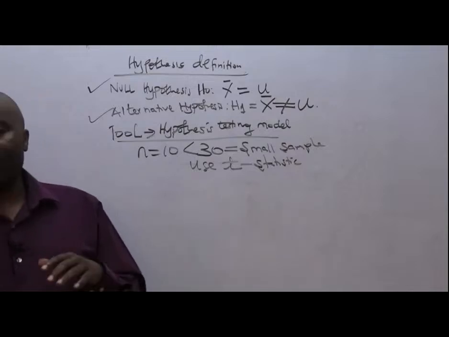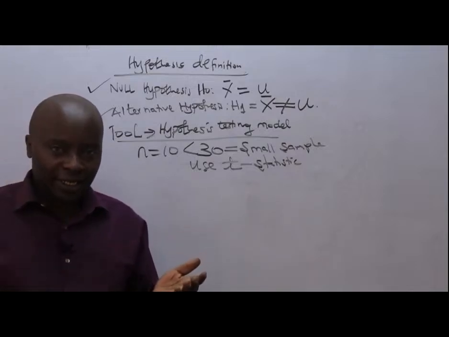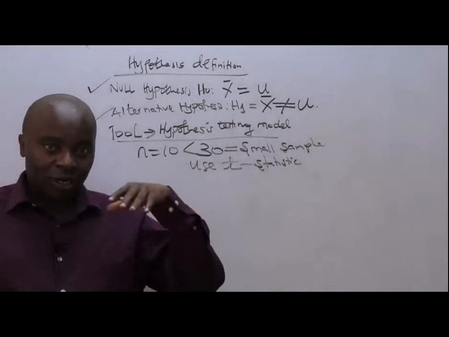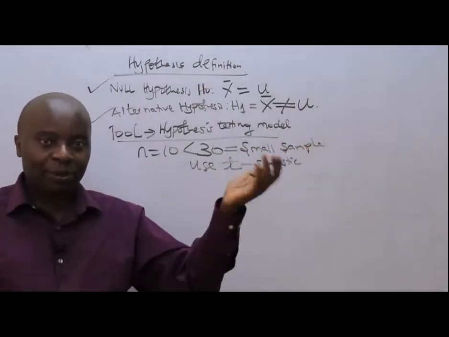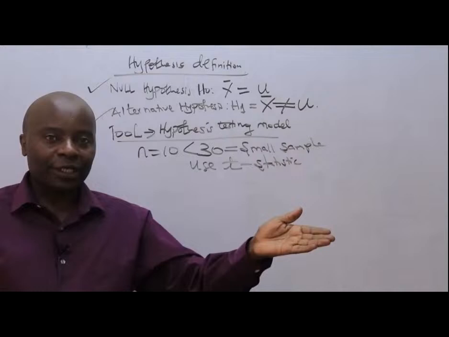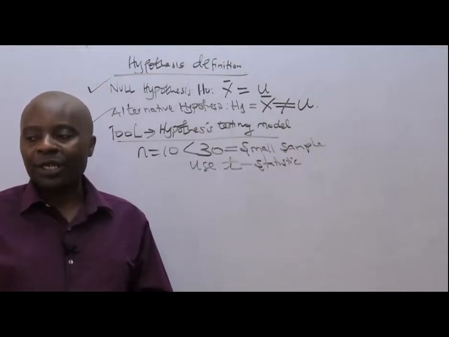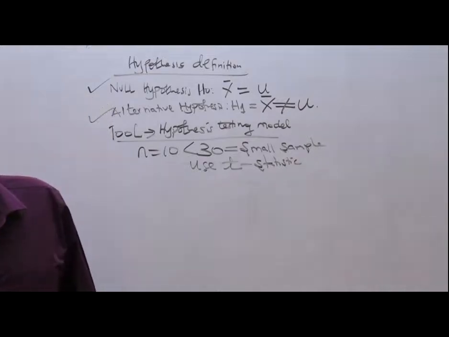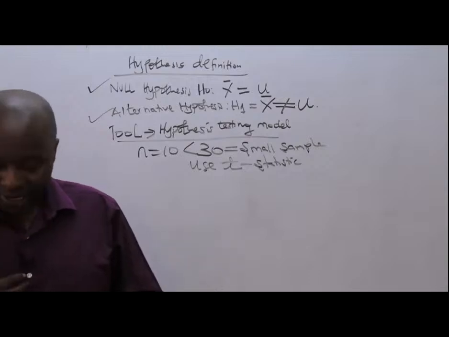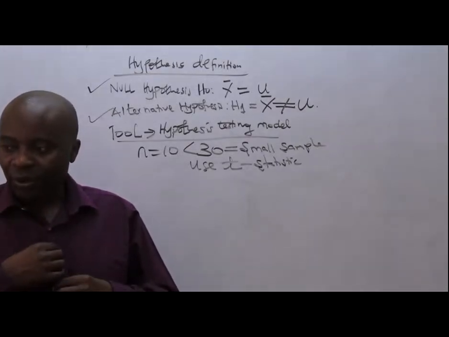Remember, you could either use Z or what here? T. Z is for large samples, samples whose N is more than 30. Small sample, you use T.